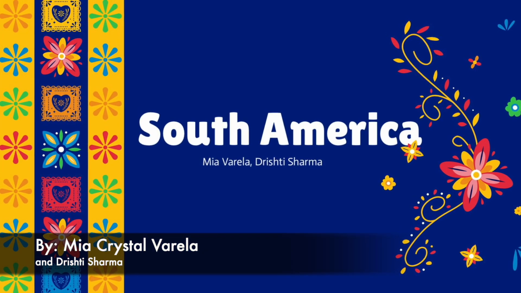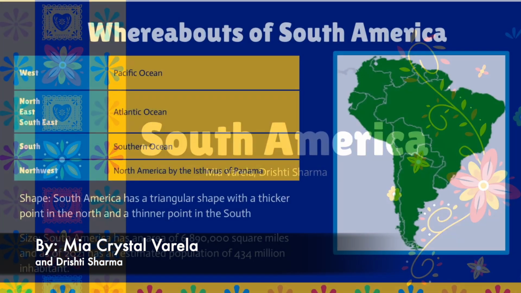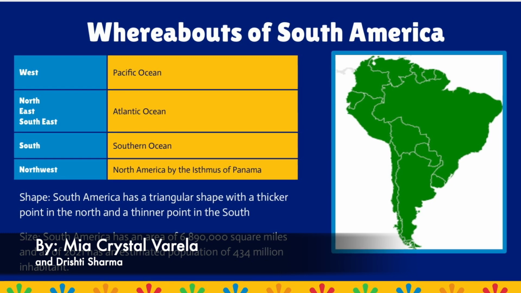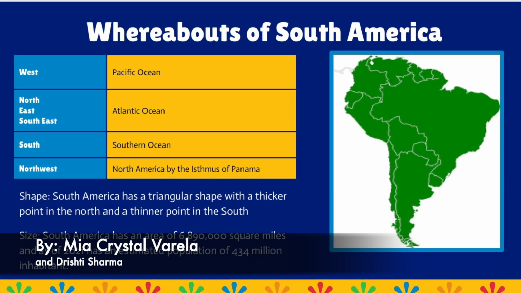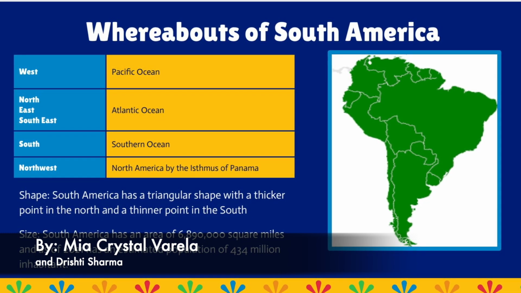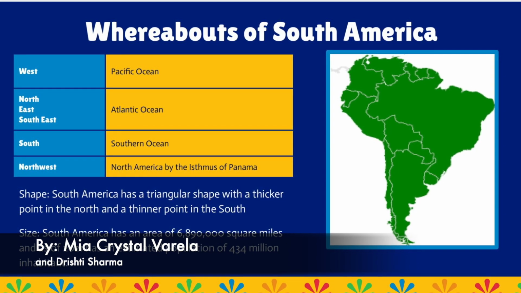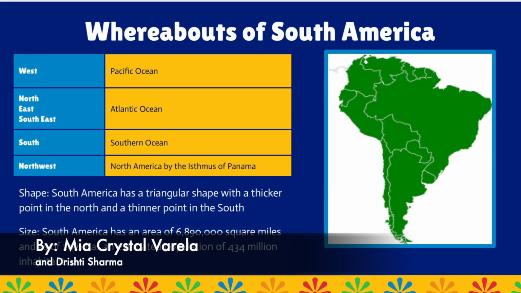Our presentation is going to be on South America. In terms of where South America is, you want to look to the west, which is the Pacific Ocean. To the northeast and southeast is the Atlantic Ocean. To the south is the Southern Ocean. And to the northwest is North America, connected by the Isthmus of Panama.